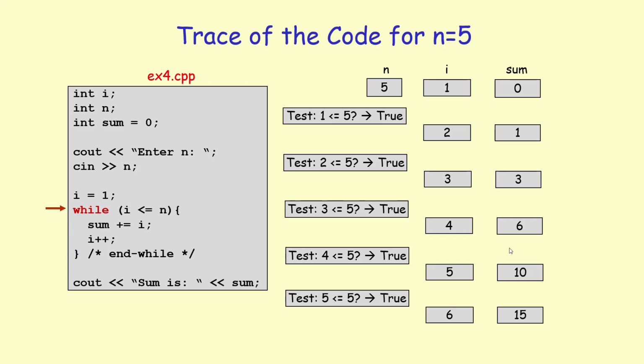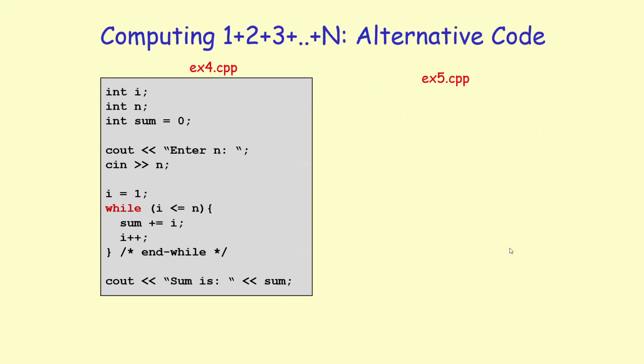Go back to the beginning of the while loop, do the comparison. Is 6 less than or equal to 5? It is false now because we have already computed the summation of the numbers from 1 to n. We don't want to add 6 to the sum because that would be the summation of the numbers from 1 to 6. So we get out of the while loop and print the sum on the screen.